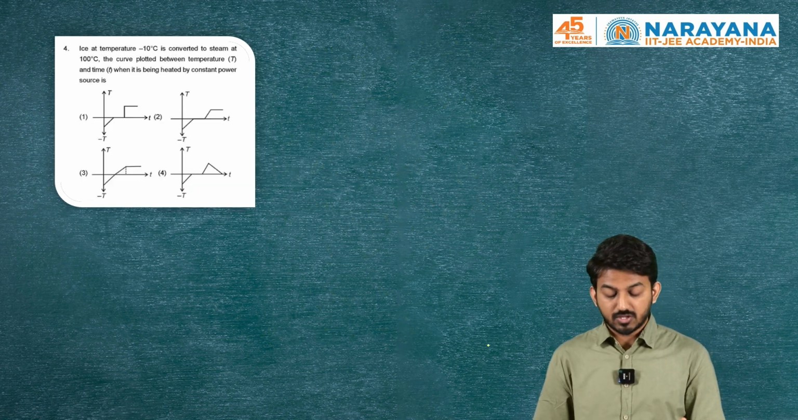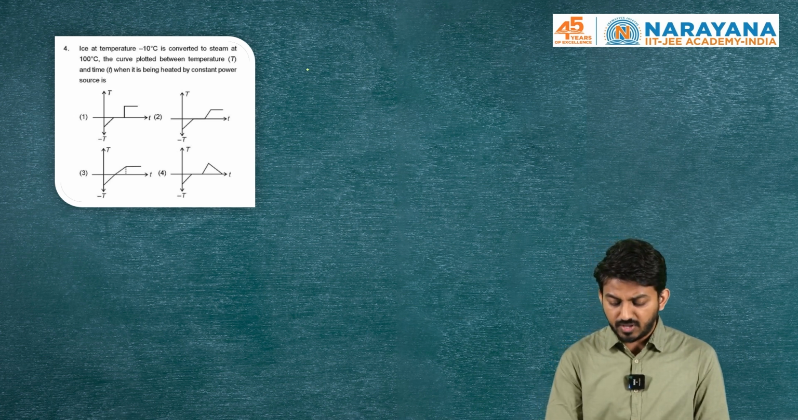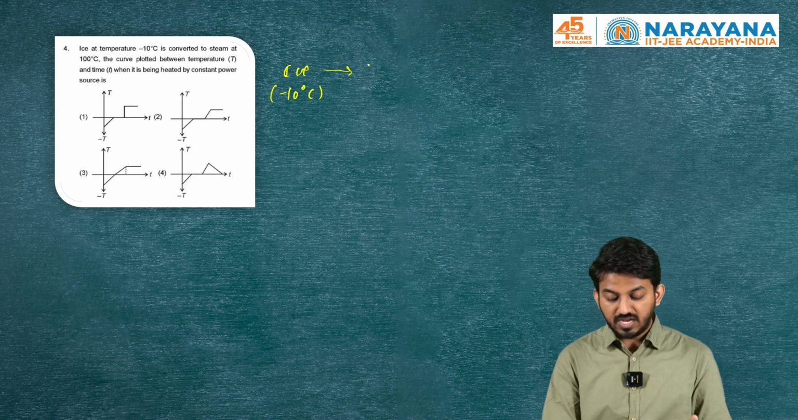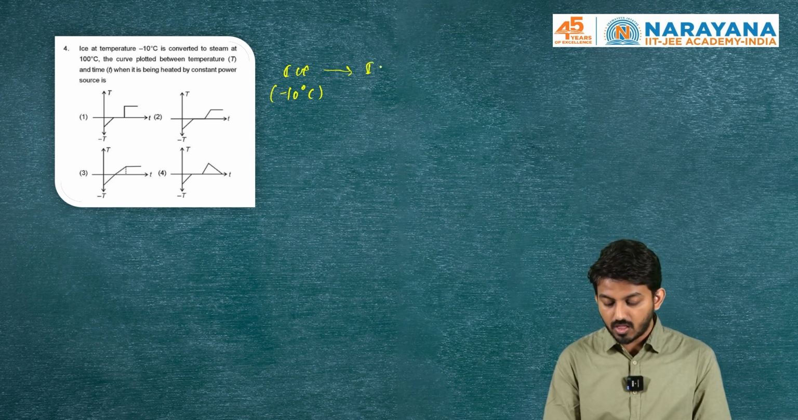This is a question based on calorimetry. Ice is being heated from minus 10 degrees Celsius eventually to steam at 100 degrees Celsius. So if we draw the phase, how the phase progresses basically. So we have ice at minus 10 degrees Celsius, and we are heating it up to ice at 0 degrees Celsius.